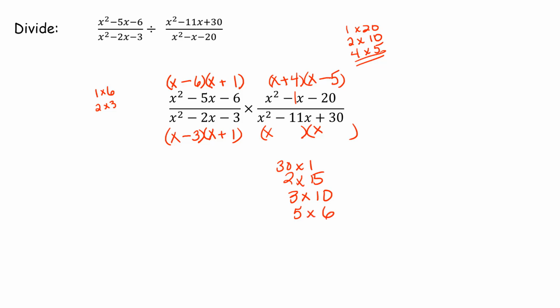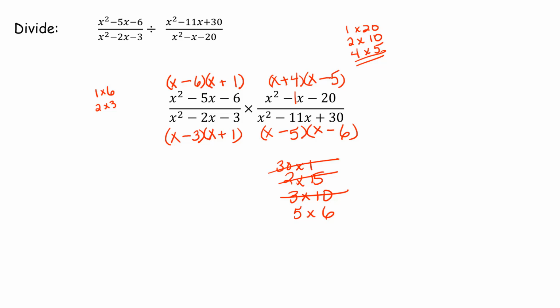Those are the only choices to multiply together to get you 30. But you need the two numbers to add up to 11. That's not going to work. 5 and 6 do add up to 11. I want it to be -11, so I'm going to make them both negative, and that's okay because I want +30, and -5 times -6 is +30, so that works.